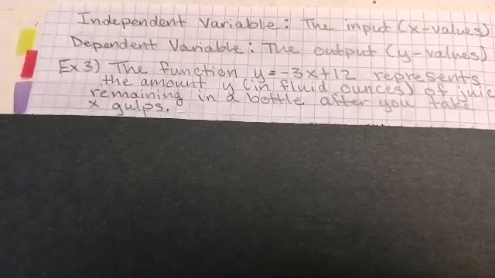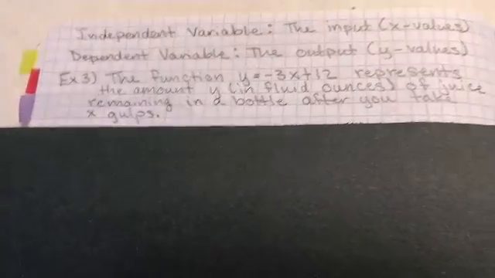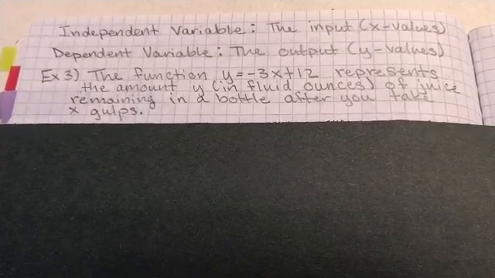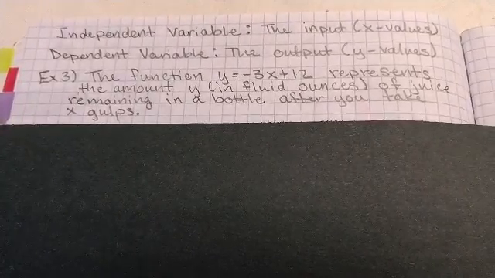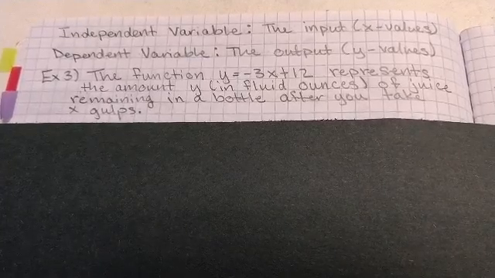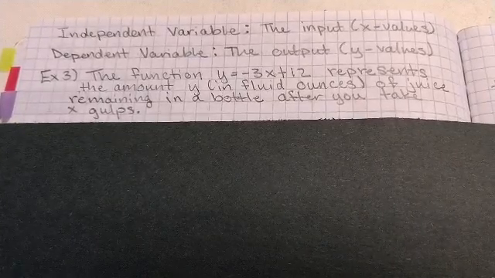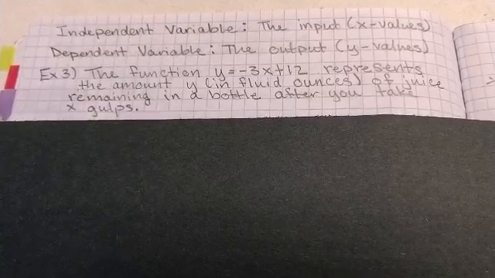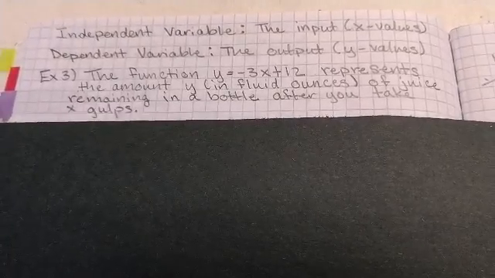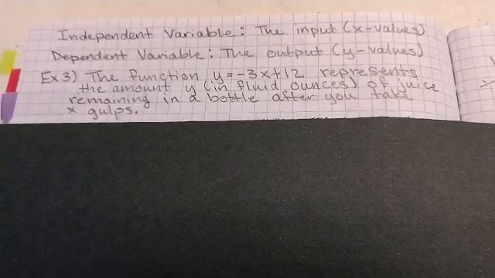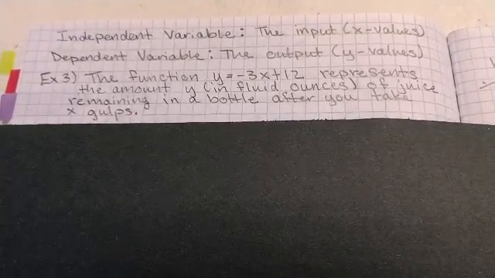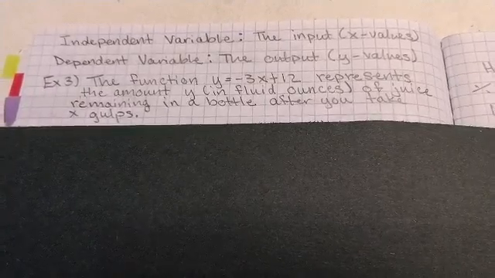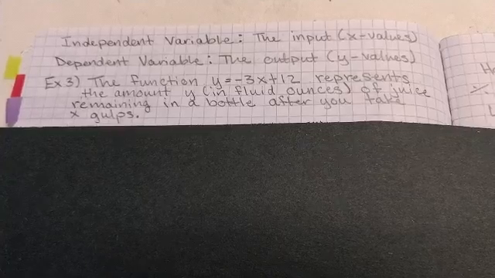So we have the number 3. The function y equals negative 3x plus 12 represents the amount y in fluid ounces of juice remaining in a bottle after you take x gulps. So you're drinking this bottle of juice, and this equation is going to tell us how much juice we still have in our bottle after we take a drink, or 2 drinks, or 3 drinks, or 4 drinks.